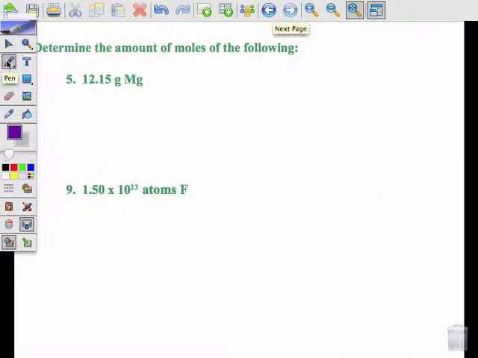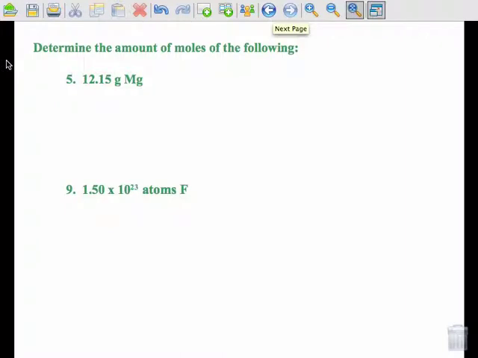we're going to go the other way. So we just did moles to grams. Now we're going to say determine the amount of moles in this many grams. So I'm going to go the other way. I'm going to go grams to moles here. The same conversion factor is used. It is still how many moles in a molar mass.